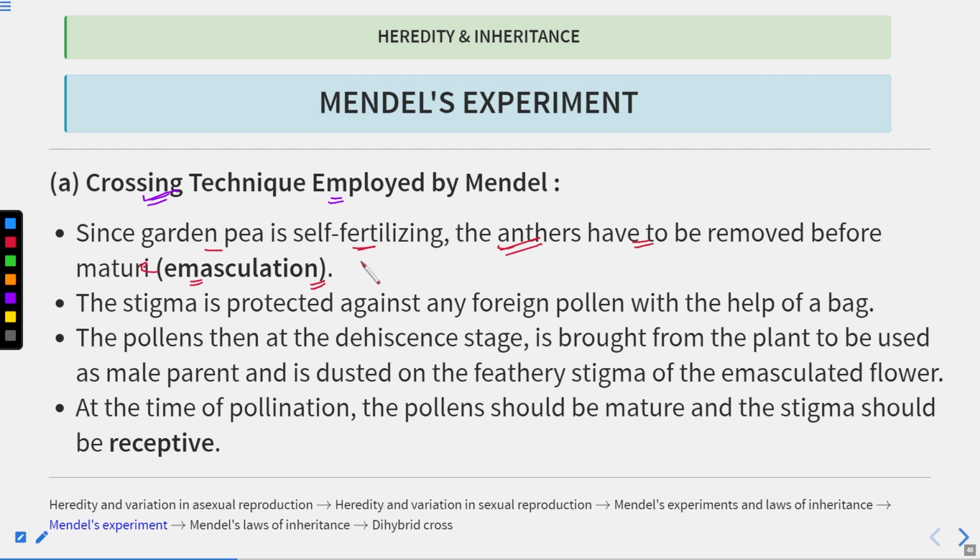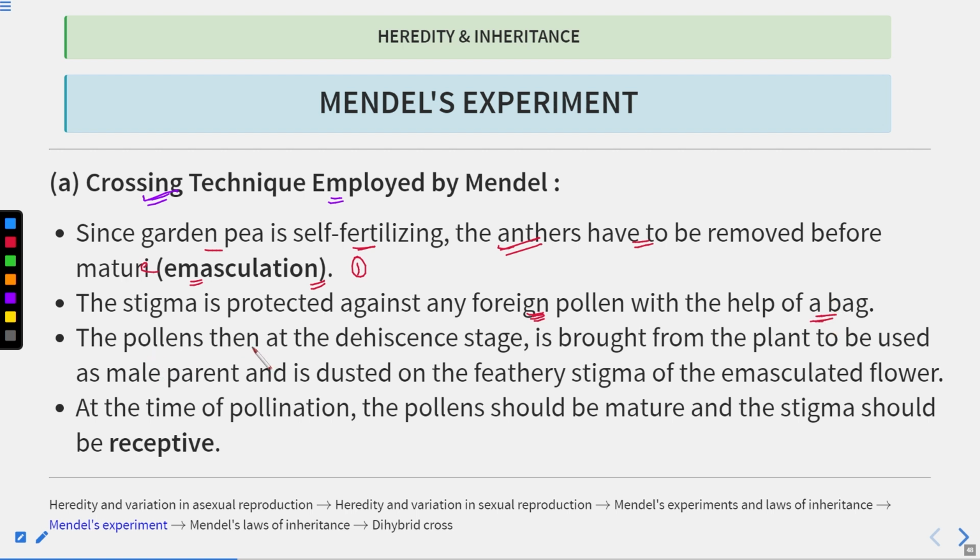All right. So first of all, emasculation was done. Then what happens? The stigma is protected against any foreign pollen with the help of a bag. So bagging is done. The stigma is protected against any foreign pollen with the help of a bag. Clear?